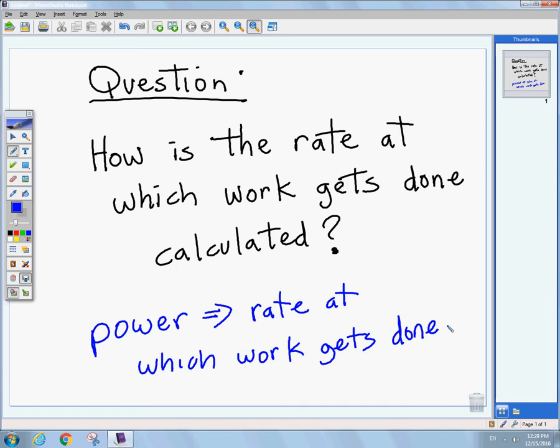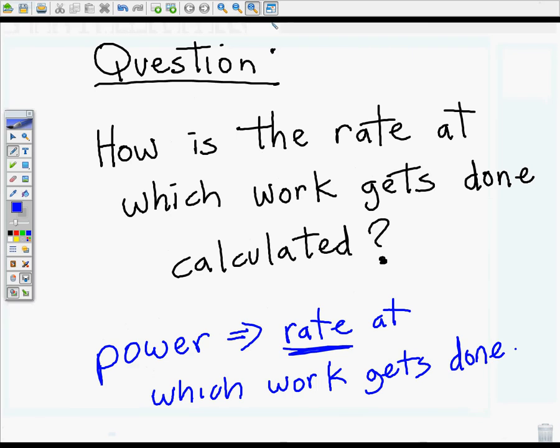We've had other rates before, and we want to get to the point where if we see something as a rate, we automatically know how to write down its formula. So this is kind of like a little clue to what the relationship is going to be. Think back when we studied average velocity. Average velocity was the rate at which displacement changes.